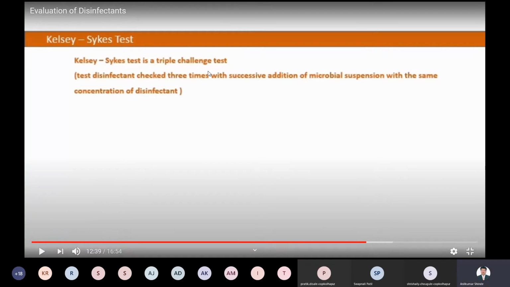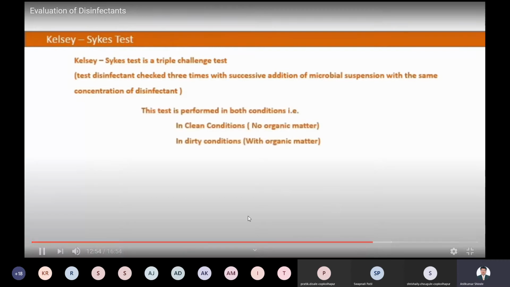The Kelsey and Sykes test is a triple challenge test, where we check three times with the successive addition of the microbial suspension. That means the test disinfectant is added one time, and then you add the microbial suspension three times. The test is performed in both conditions: clean condition with no organic matter, and dirty condition, where 3% organic matter is added. So we can use these two conditions.